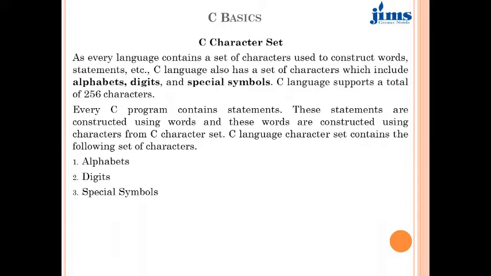The C language character set contains the following set of characters: alphabets, digits, and special symbols. When we try to write the instructions for the machine, we need some characters. So the C language supports alphabet, digit, and special symbols to write the instructions or the program for the machine.